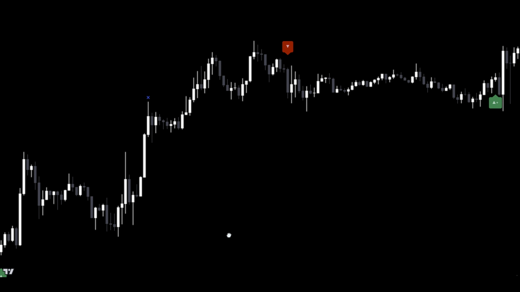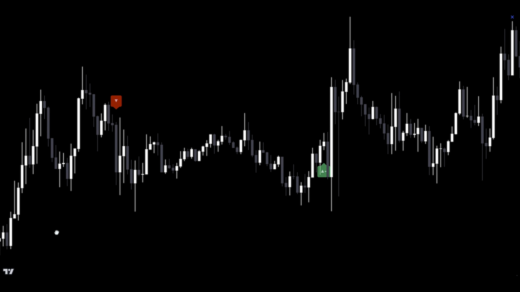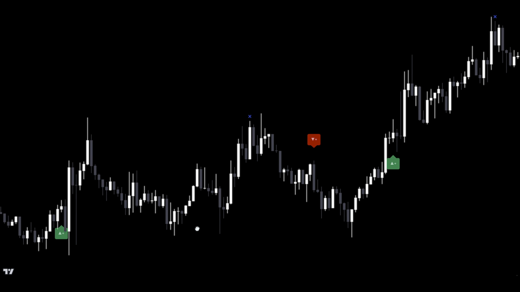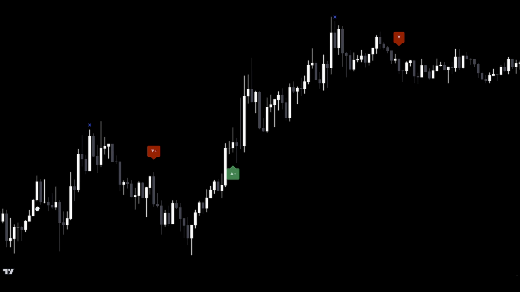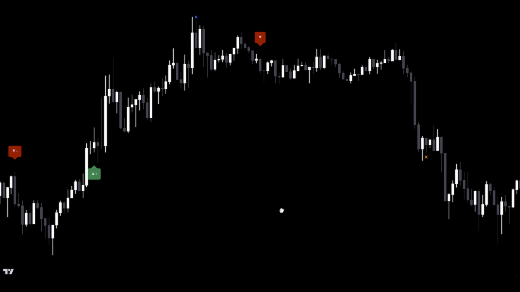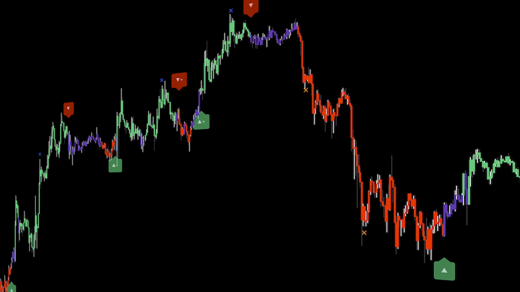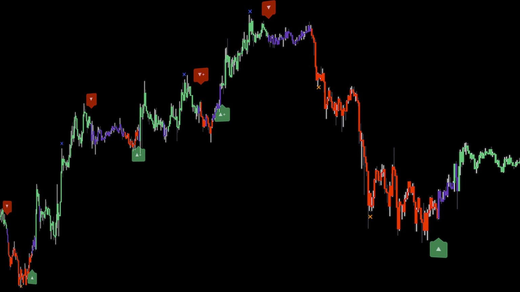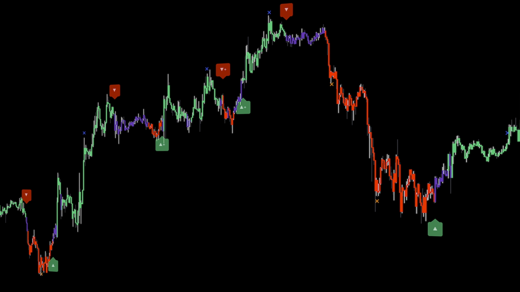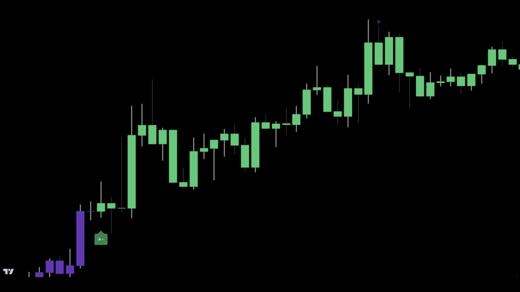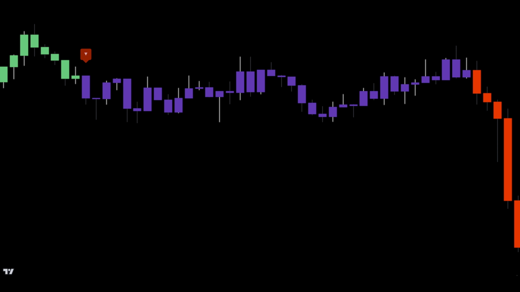There are two types of confirmation signals: normal signals and strong signals. Strong signals, marked with a plus sign, align with the trend, while normal signals can indicate retracements. Simply put, we're going to use confirmation signals as our main trend direction signal. Next, let's understand candle coloring. Candle coloring provides a quick color-coded view of trend strength based on the confirmation signals. This mode uses 3 colors: green candles for strong bullish signals, red candles for strong bearish signals, and purple candles for normal bullish or bearish signals.